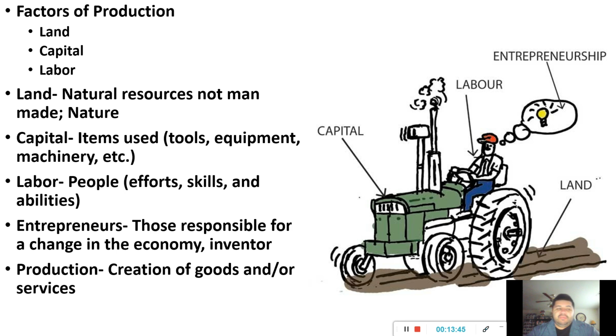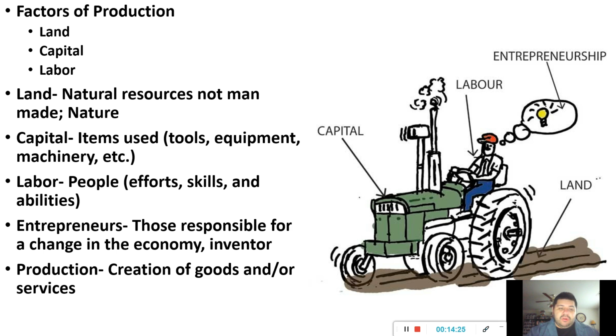So entrepreneurs, you may have heard that term before. These are people who are responsible for a change in the economy. Sometimes they're inventors. They started new businesses, things like that. So people like Tesla, Edison, they created things. Ford, with the Model T, even though he didn't create the car, his technique of how to make a car revolutionized things. So he invented a method to create things, the assembly line. That alone would put him as an entrepreneur.